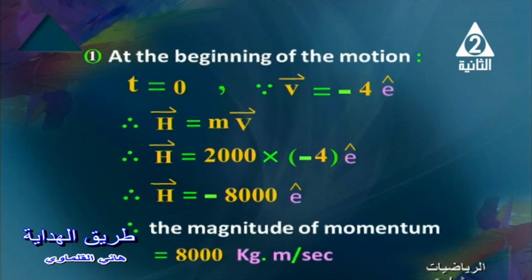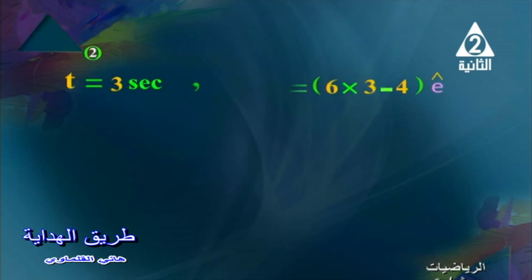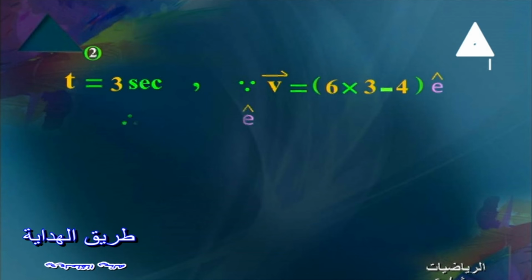What about the second required? The second required is when the time equals 3 seconds. The velocity at t equals 3, vector v equals 6 multiplied by 3 minus 4. 6 multiplied by 3 is 18, minus 4. Then velocity vector equals 18 minus 4, which is 14 in the direction of unit vector e.